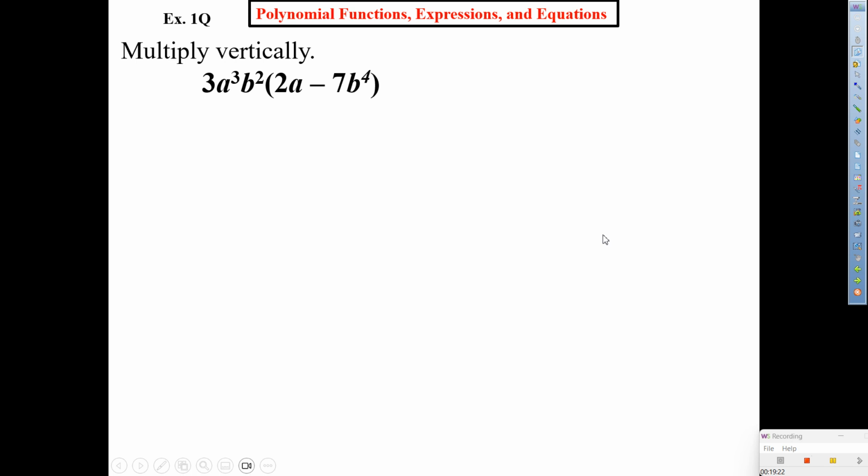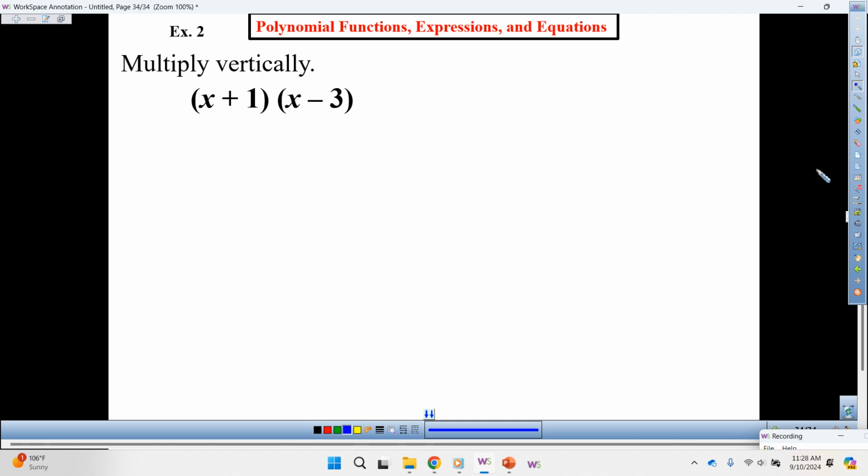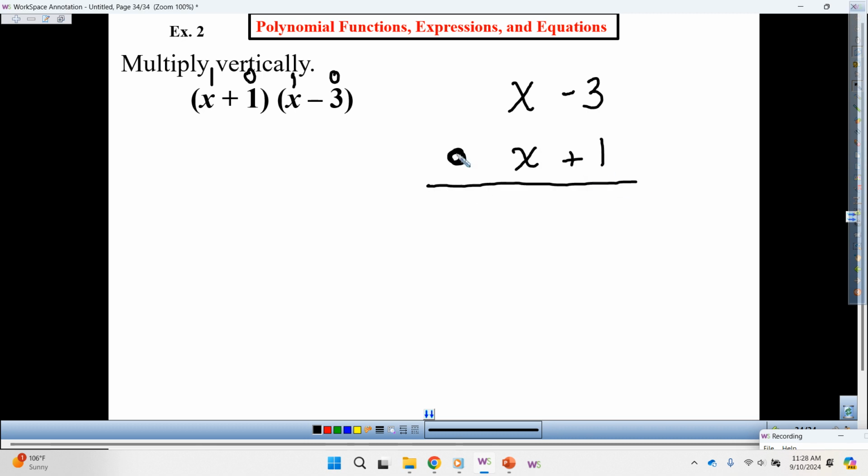Copy this one, please. Binomials times binomials. Example 2, x plus 1 times x minus 3. So what do we check first for everyone? Standard form. What degree is this x? 1. How about this one? 0. Is it in standard form? Yes. How about this? 1. This? 0, standard form? Yes. Let's stack them. X minus 3, x plus 1, and we are multiplying.